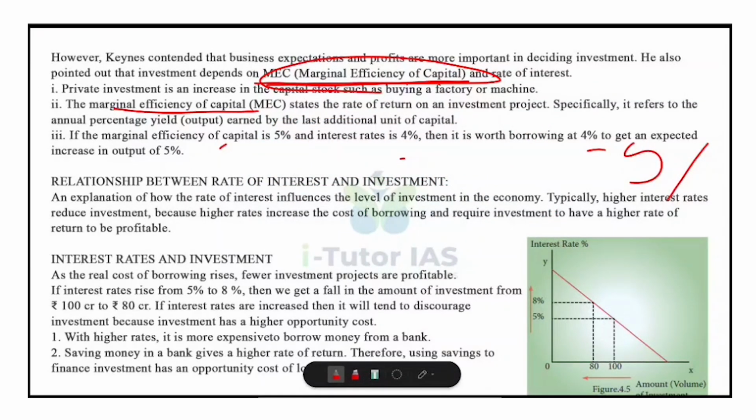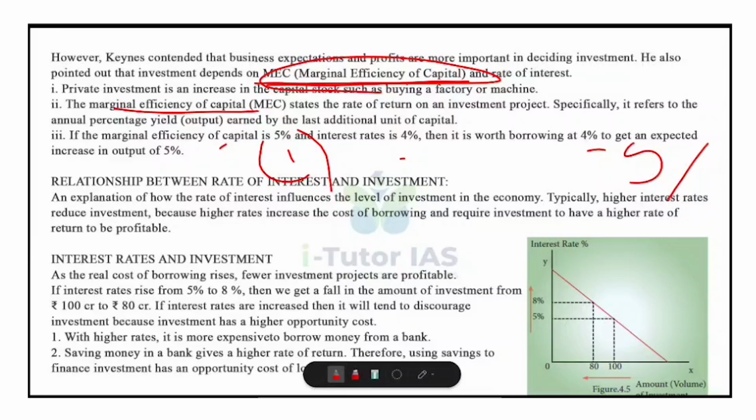What are they? Private investment. The first one is private investment. That means an increase in private capital stocks, like setting up a new factory or buying machinery. That is private investment. It is motivated by profit expectation. It directly depends on the marginal efficiency of capital and also the interest rate.